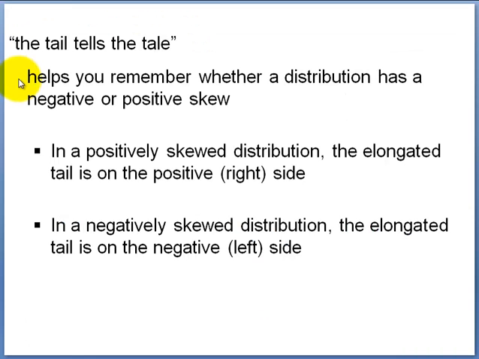Here's the mnemonic from the text. A student thought of this. So, if you're tested, is this a positively or a negatively skewed distribution? Remember, the tail tells the tale. It is the elongated tail that is connected with the distribution's shape. For instance, in the positively skewed distribution, the positive tail is the elongated one.